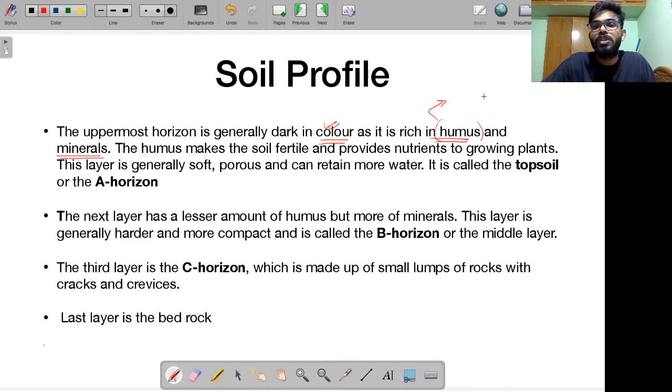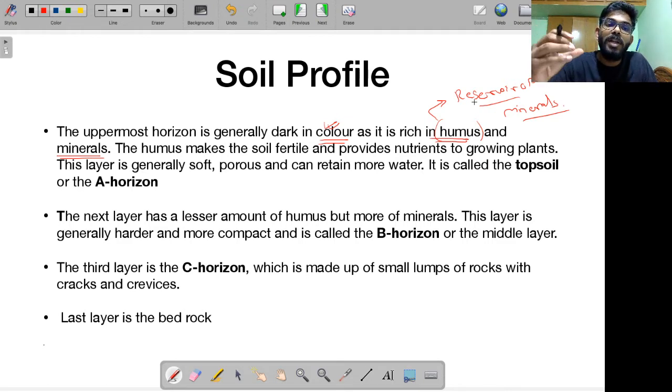Since humus tends to stay in the soil for a longer duration of time, it becomes a reservoir of minerals and nutrients. A lot of minerals, nutrients, etc., get accumulated in this humus, right? Remember, because it is a reservoir of minerals and nutrients, it makes the soil very, very fertile, and it provides nutrients to the growing plant. Obviously, it is going to provide all sorts of micronutrients and macronutrients to the plant that is growing. This is because of the presence of humus.